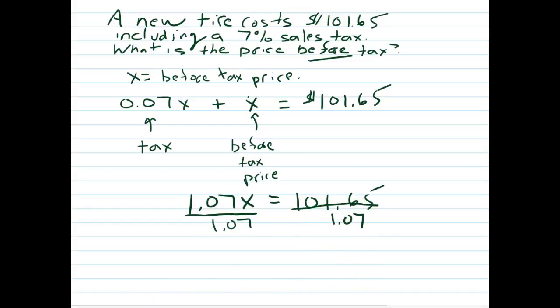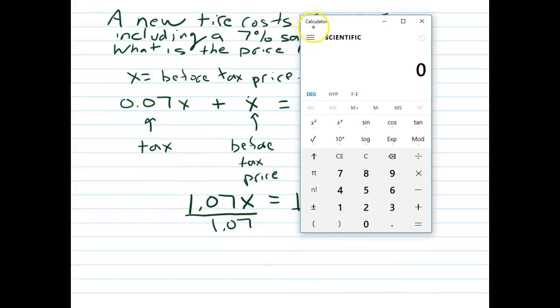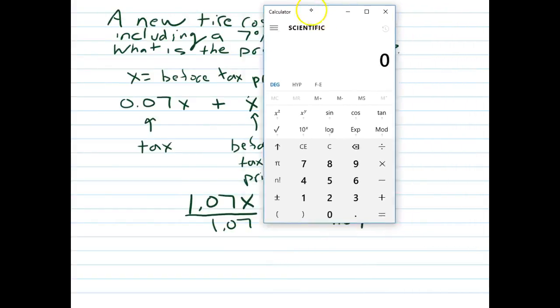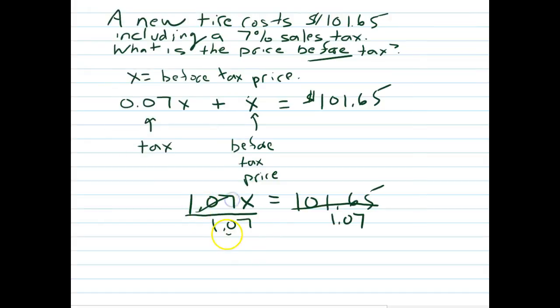I'll go ahead and pull my calculator up if I can. Don't know if you can see that. Hopefully you can. There is my calculator. I am now going to take 101.65 and divide that by 1.07 and I get 95. And so those cancel. I get x equals $95. That is the before sales tax price of the tire, $95.